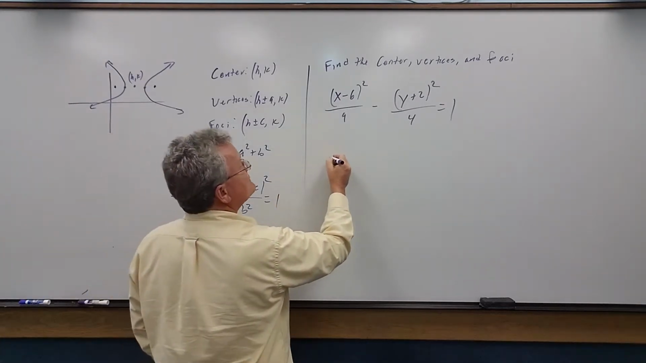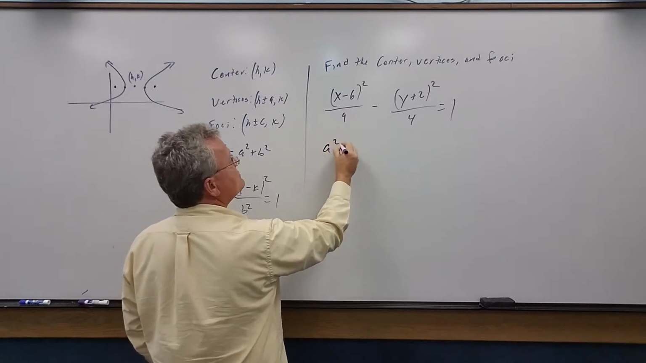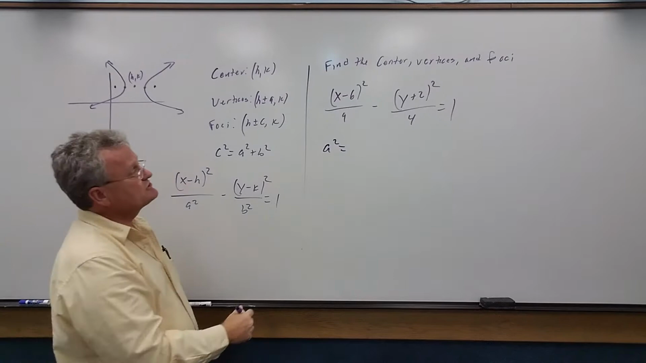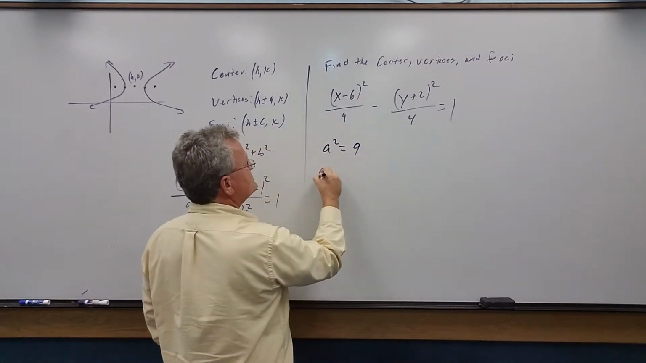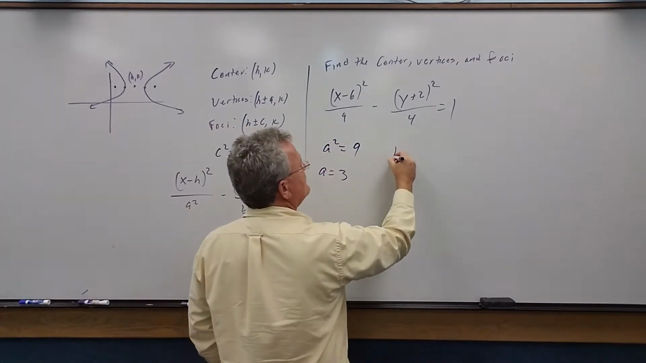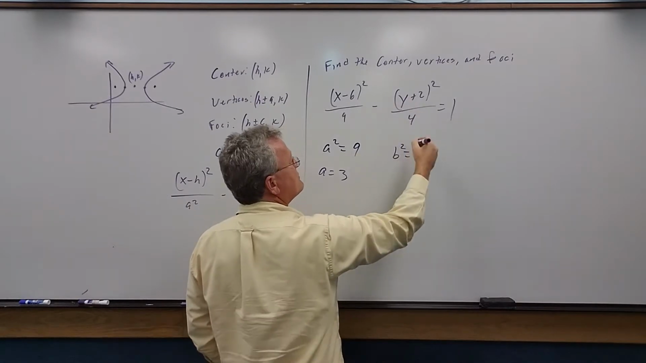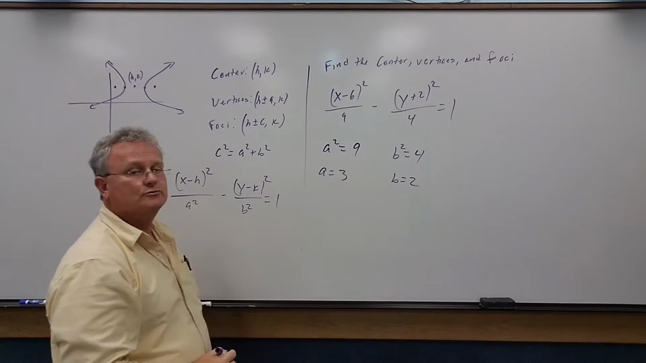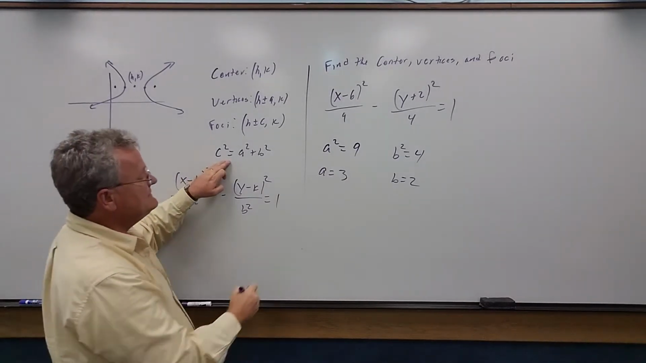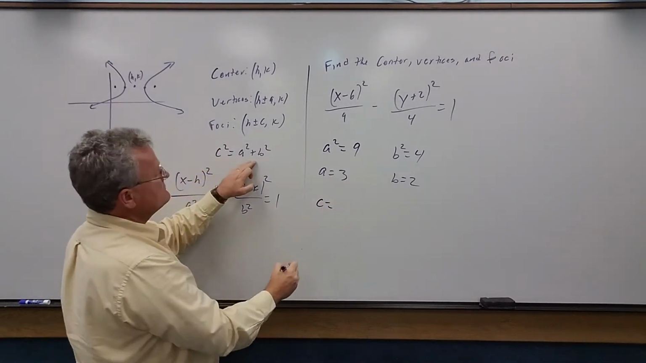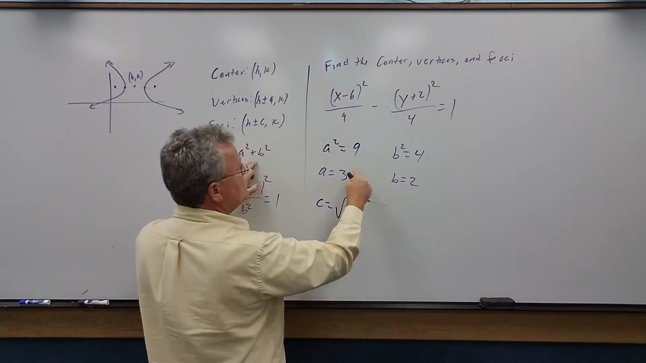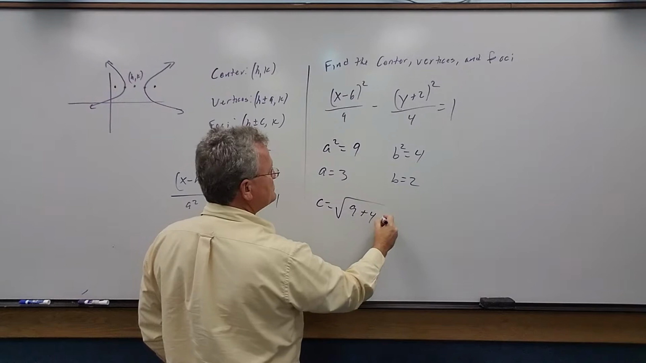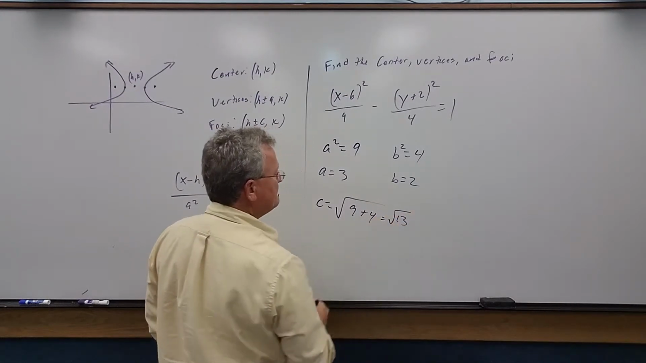So let's figure out, what is a squared? Well, a squared is the number under x squared. It's 9. So a is 3. b squared is the number under the y component. The square root, b is 2. Let's find c. c is the square root of a squared plus b squared, the square root of 9 plus 4. So we get the square root of 13.